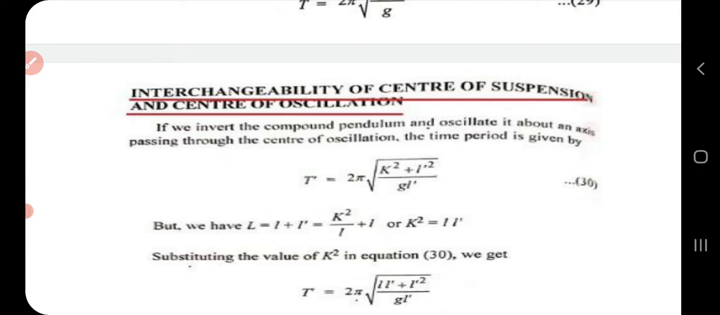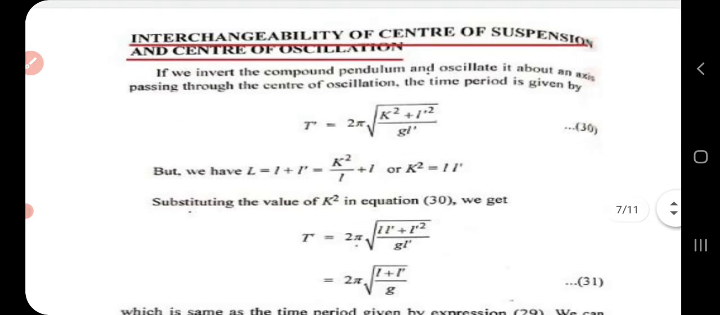When we reach the center of mass, the pendulum was not oscillating, and then you inverted its position. What you are actually doing is that first you are measuring the time period from the center of suspension, and then you are measuring the time period from the center of oscillation.